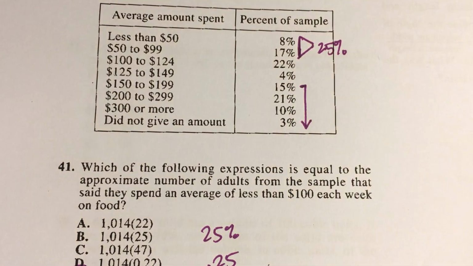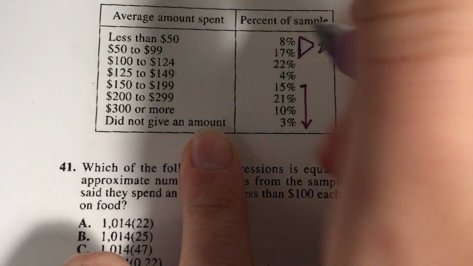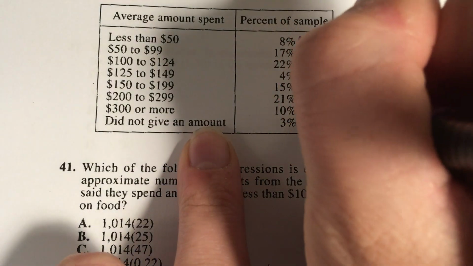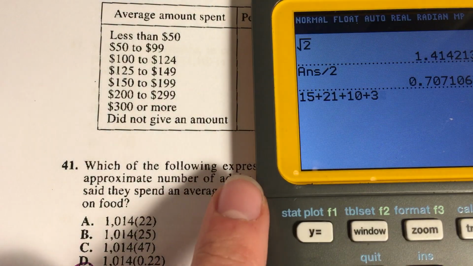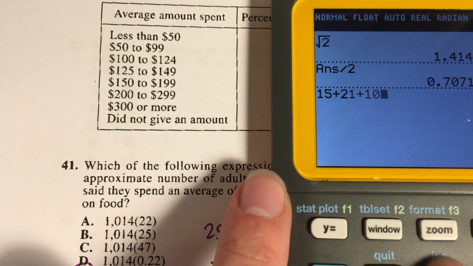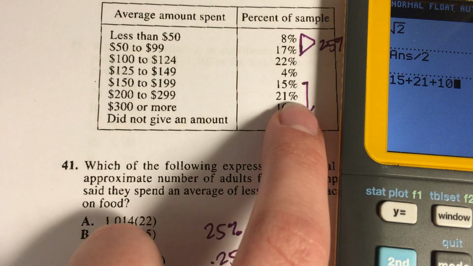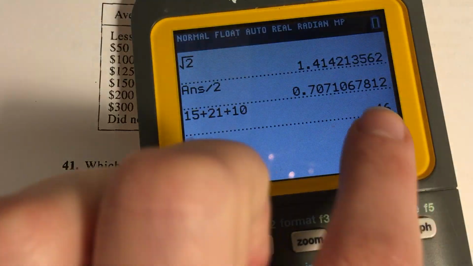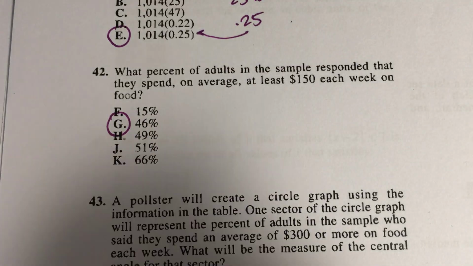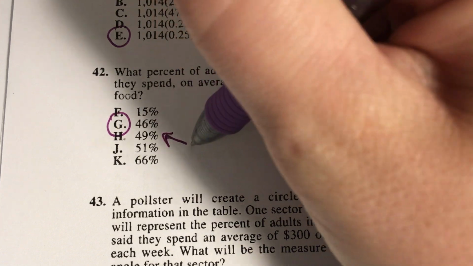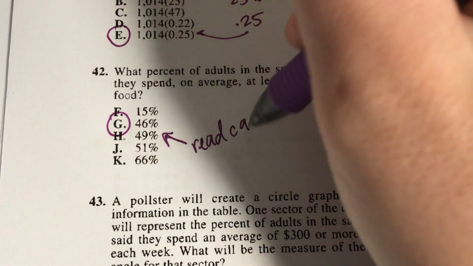Oh, be careful here. This one says did not give an amount, so 3 is actually not included, so just up to 10. So 15 plus 21 plus 10, I'm going to take away that 3. That gives you 46. So for this one, 46% would be your correct answer. 49 would be if you didn't read carefully and see that last line.